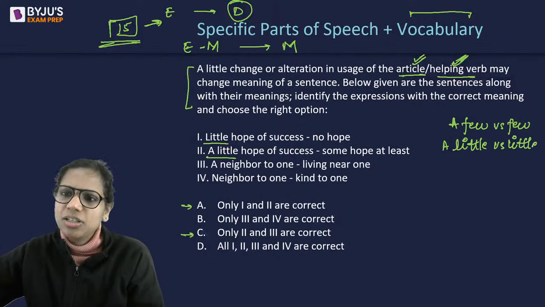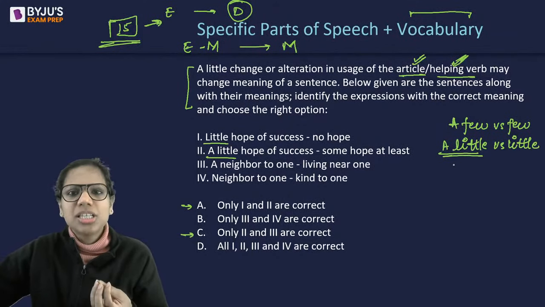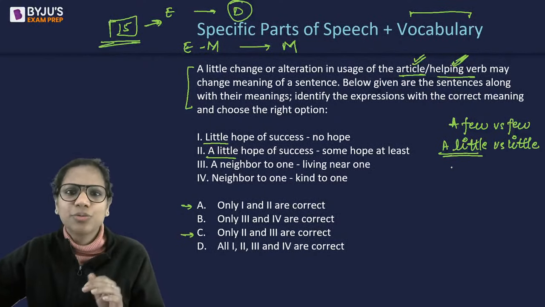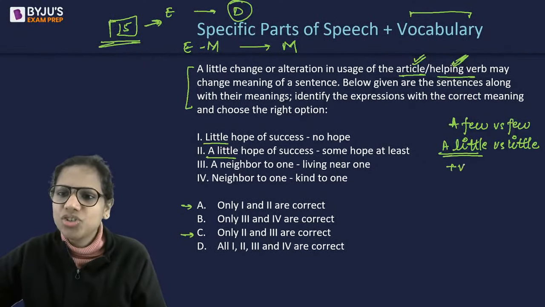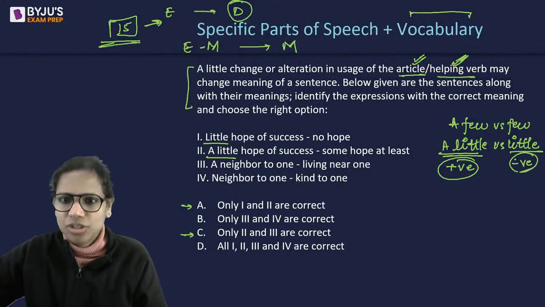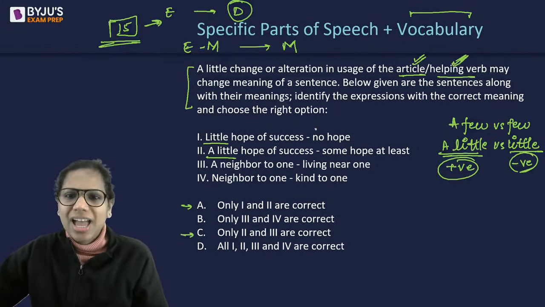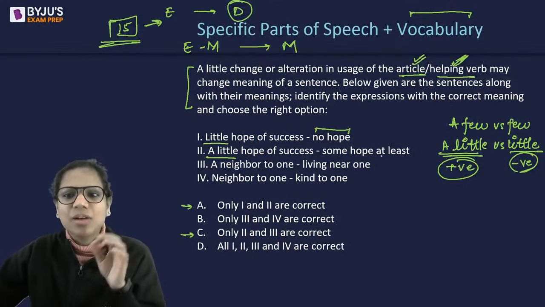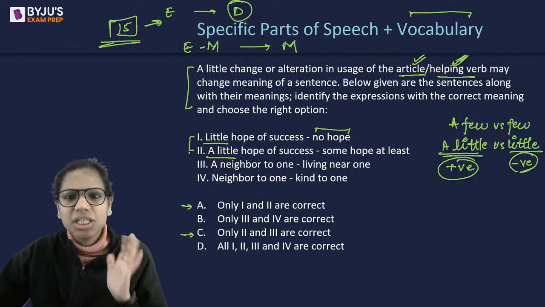So when I say a little, it means that, okay, it's not a lot of amount, right? It's not a lot, but then it is sufficient for my purposes. So it's a positive expression. Whereas when I say little, it's a negative expression. So little absolutely means very negligible hope or no hope. When I say a little, some hope at least. So these two appear correct to me.